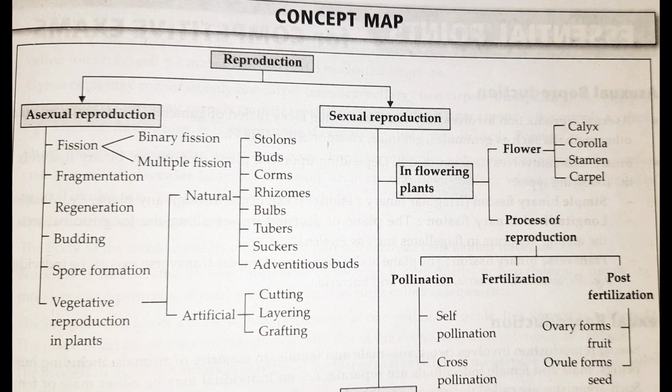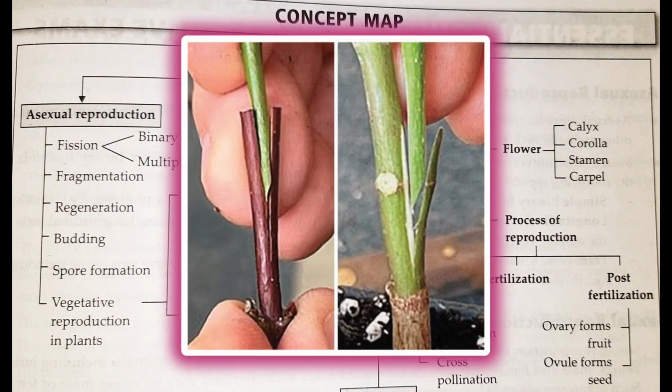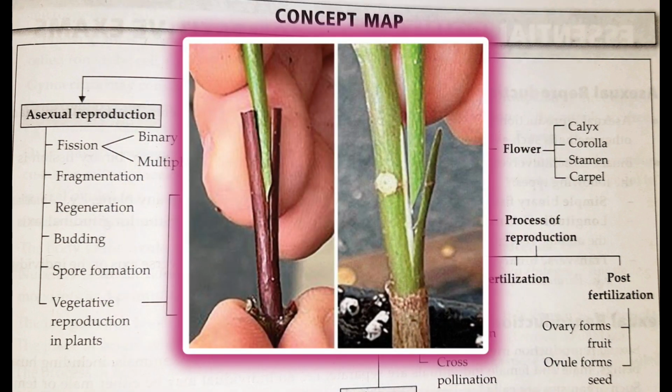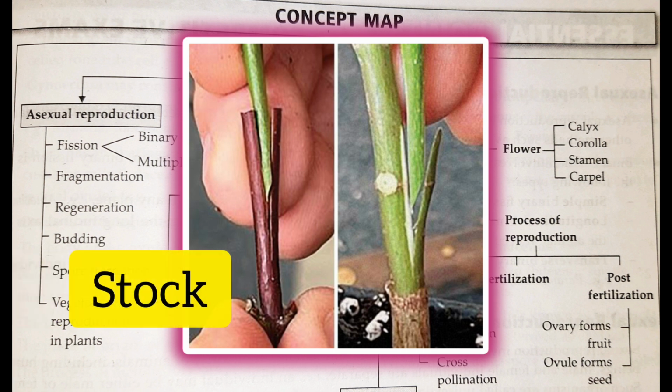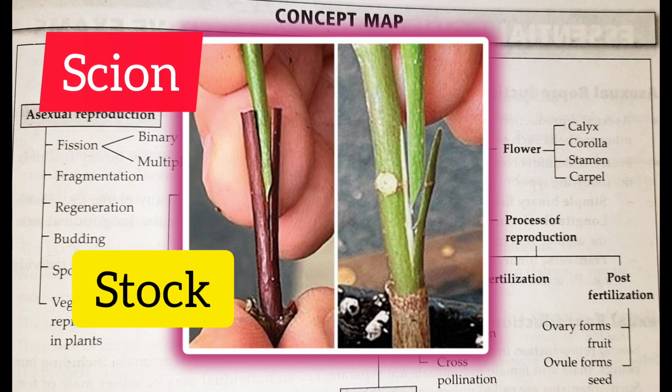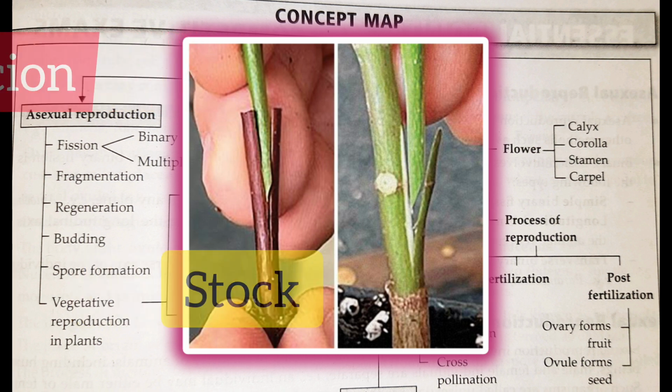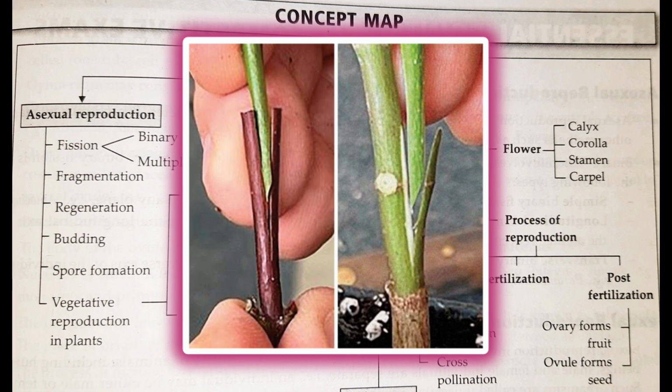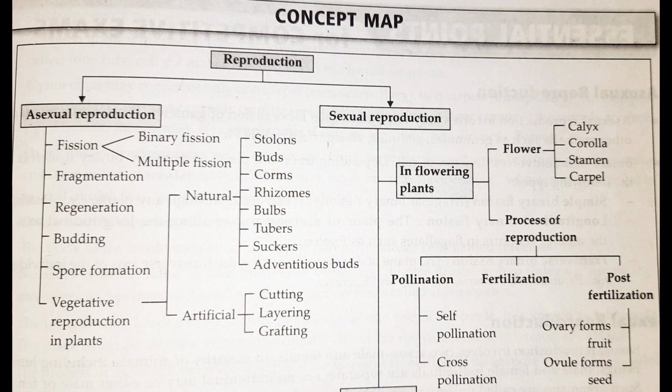Next is grafting. In this method of obtaining a superior quality plant from two different plants, by taking the root system of one plant and shoot system of another, the plant whose root is taken is called stock, while the plant whose shoot system is taken is called the scion. Thus, grafting is a method in which cut stems of two plants, stock and scion, are joined in such a way that they develop into a single plant.